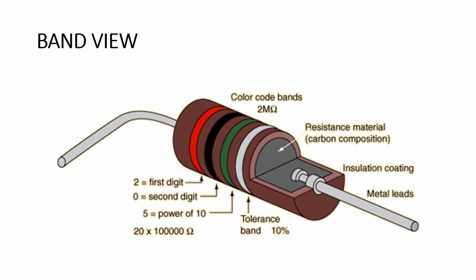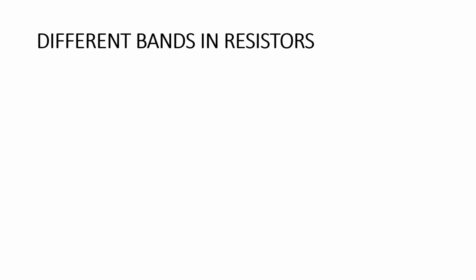This is the view of a resistor in which carbon decomposition is filled to produce the required resistance, and over the insulating coating the different color bands are formed which specifies the value of the resistance. Let's understand the meaning of the different bands in the resistors.